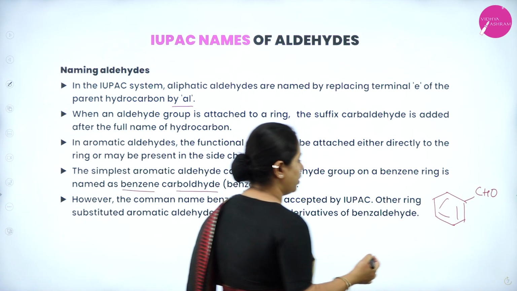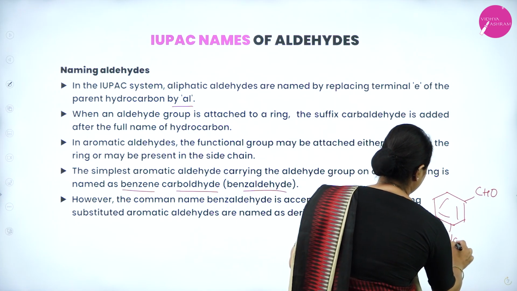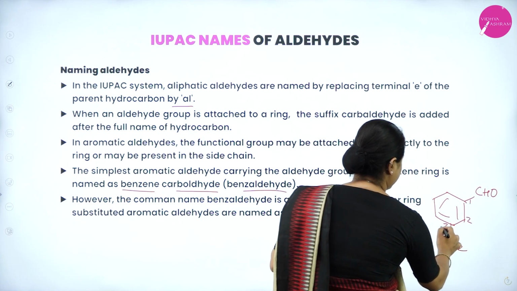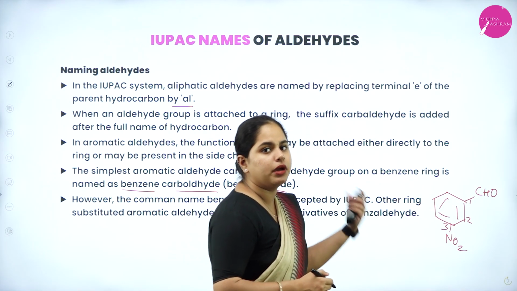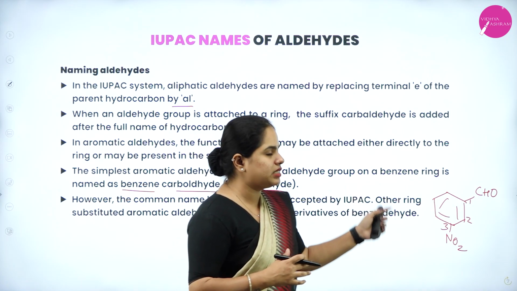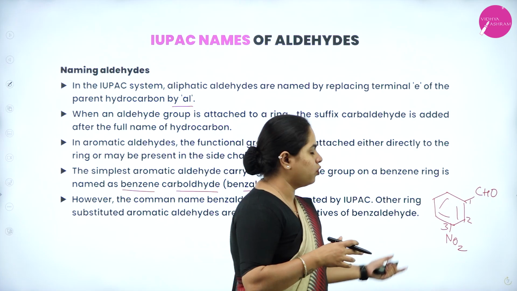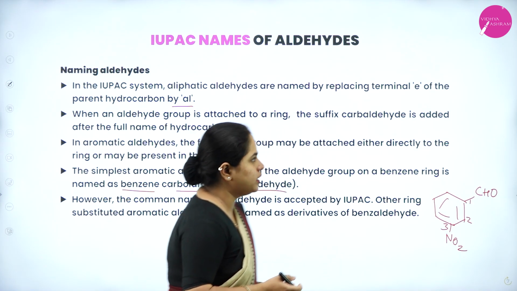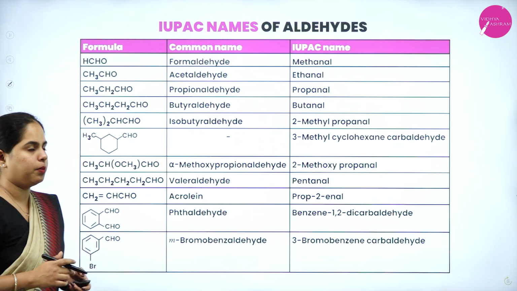So if you have, for example, a nitro group on this position, so this will be the first, second and third carbon atom, so this will be 3-nitrobenzaldehyde. You can use benzaldehyde as the parent chain and nitro will be your substituent. Okay, I hope it is clear. So let's take a few examples here.